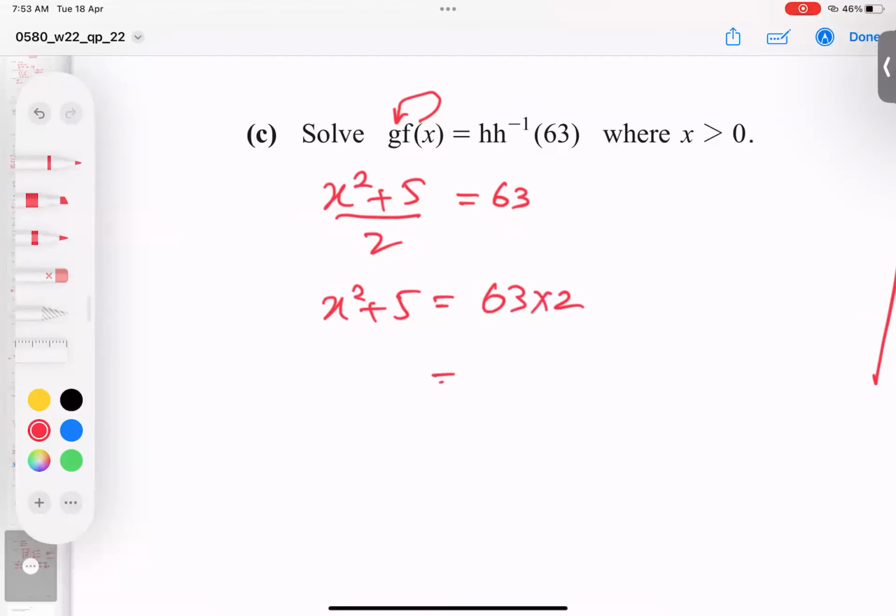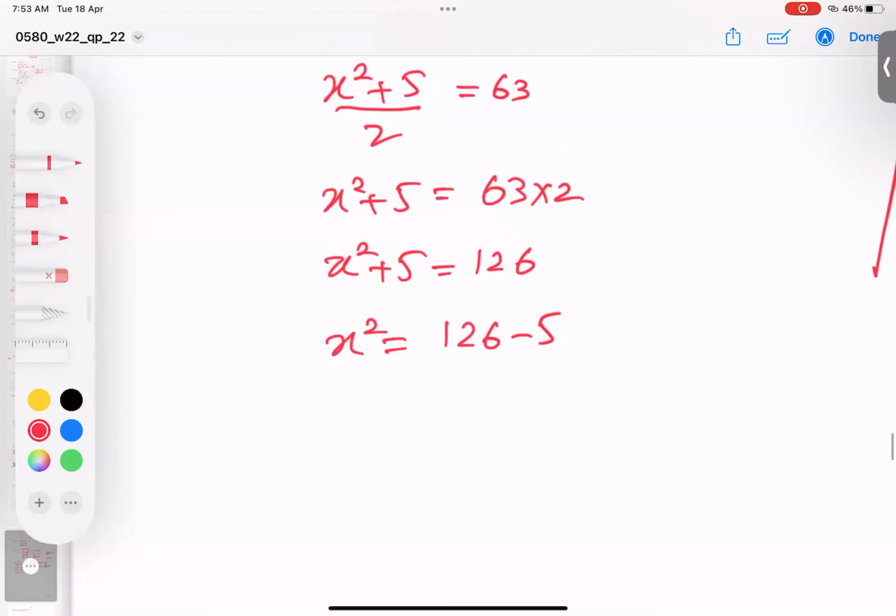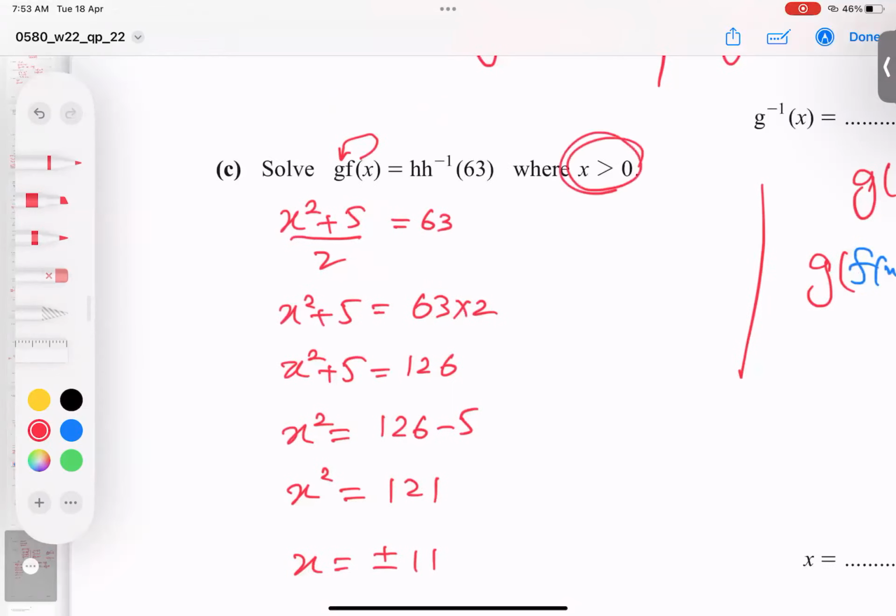Now this 2 will multiply, students, so x squared plus 5, because here dividing, they multiply. So 2 times 6 squared is 72... x squared plus 5, 5 will go and subtract. So 126 minus 5, I get here 121. Take the root, so it gives you 11, plus minus 11. But look at what is mentioned here.